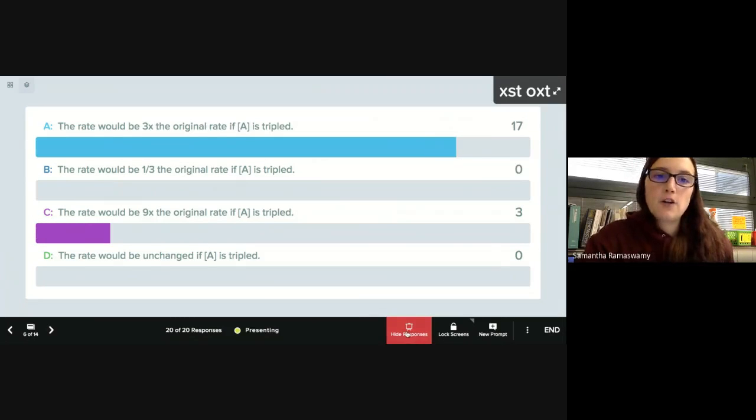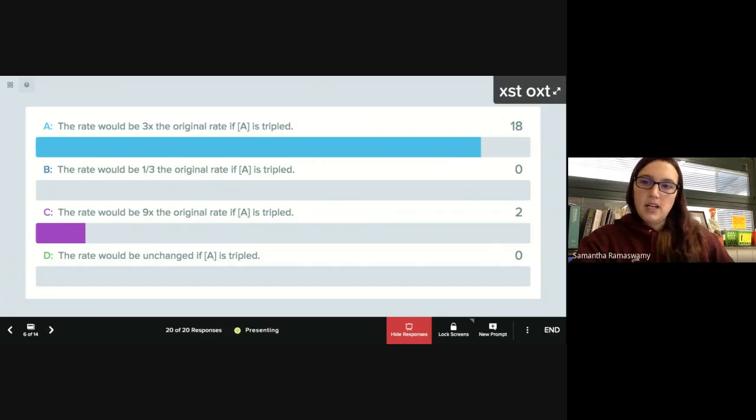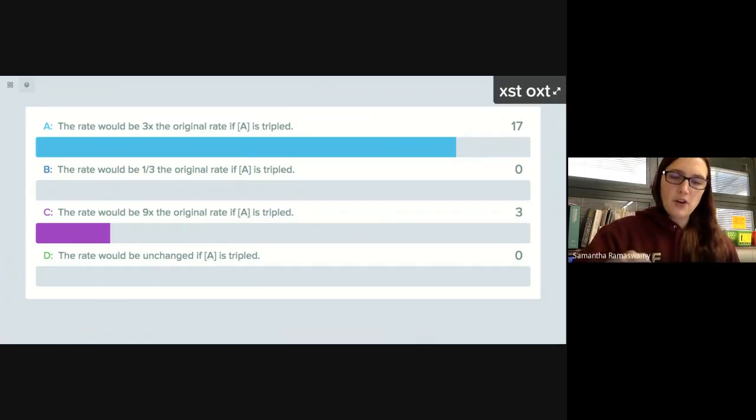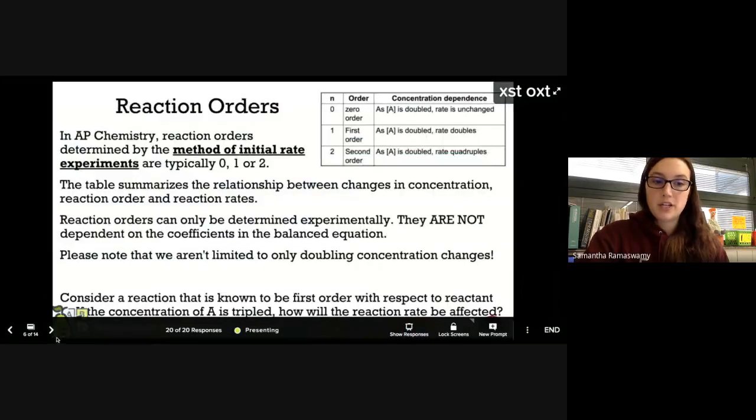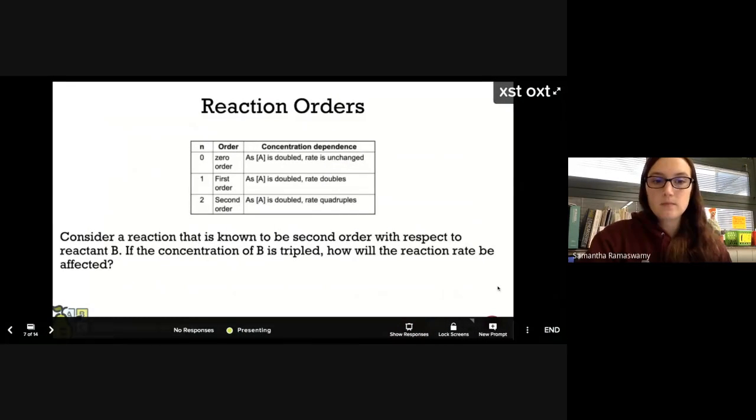So again, if it's first order, whatever you do to concentration, you also do to rate. So if you triple the concentration, you're going to triple the rate. All right, so A is the correct answer here. The rate would be 3 times the original rate. Now, if it were second order, that's when we would be looking at the 9 times. But since it's first order, whatever we do to concentration, we do to the rate.